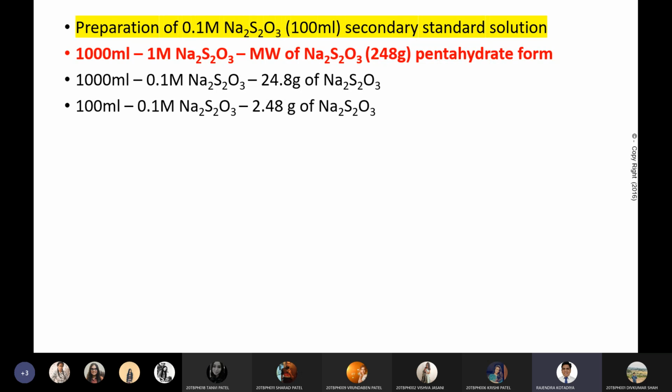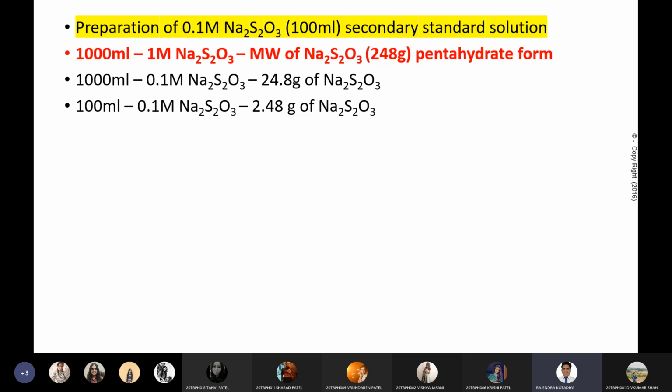sodium thiosulphate. Fine. So as per the discussion we have had so far, for preparation of X molar solution of any substance, you need to consider its molecular weight. So for sodium thiosulphate, you will have to weigh 2.48 gram and dissolve it in a total volume of 100 ml. Your solution will automatically be 0.1 molar. So that is done with preparation of the solution.